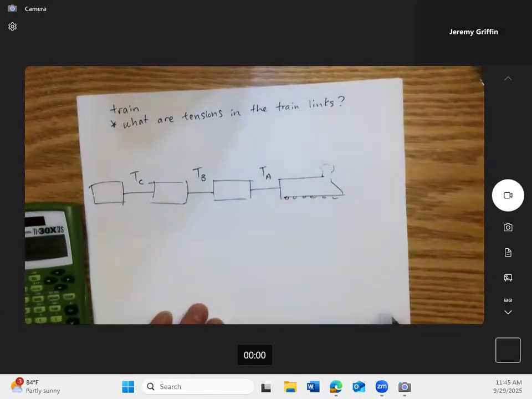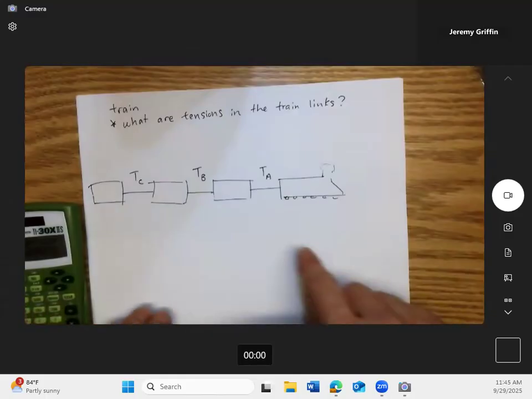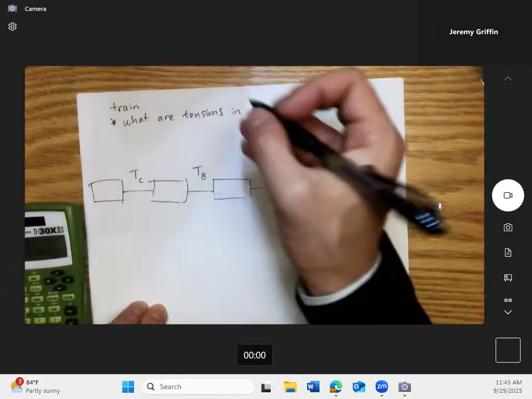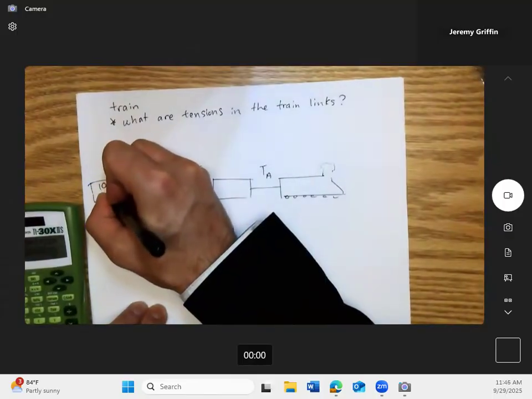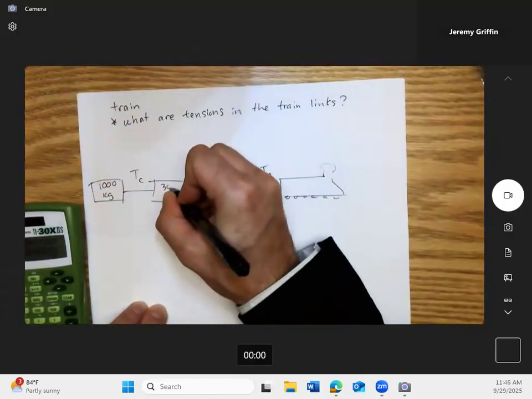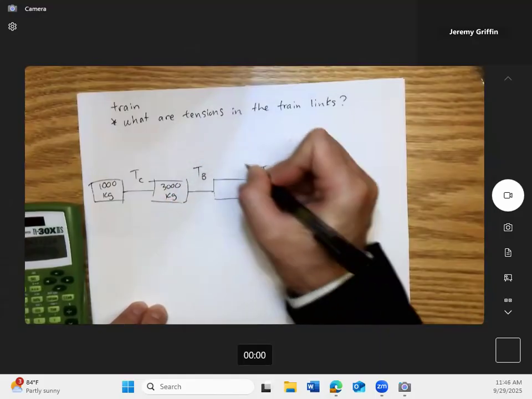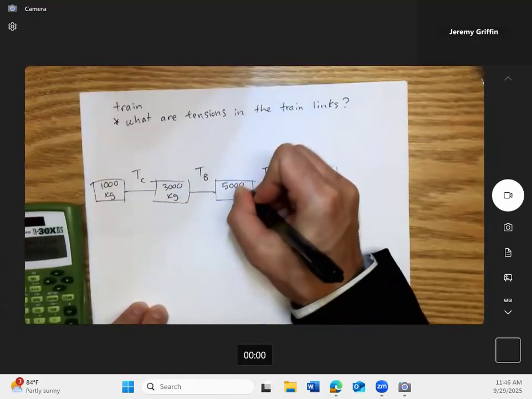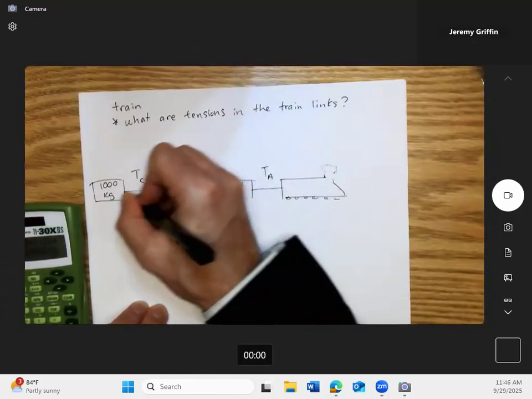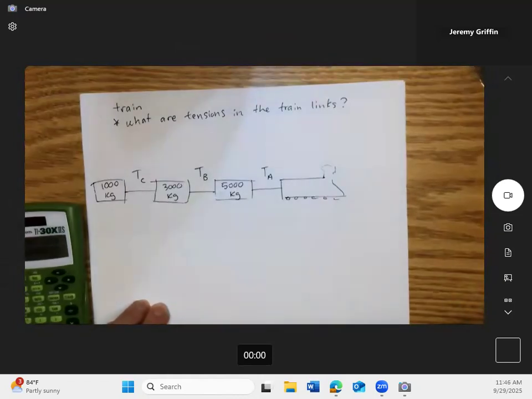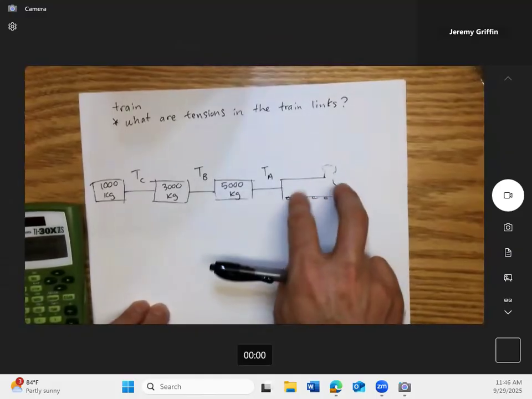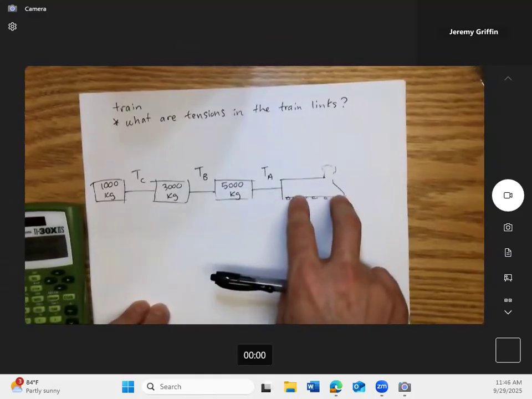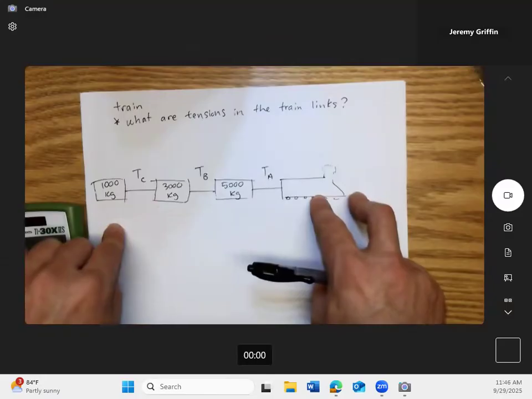I need to throw in some masses. So let's go about 1,000 kilograms here. Let's go 3,000 kilograms here. We'll call this 5,000 kilograms. You guys got those? And then the engine, it doesn't matter. We'll say the engine's powering it. It doesn't matter what the engine is. It's just pulling everything behind it.